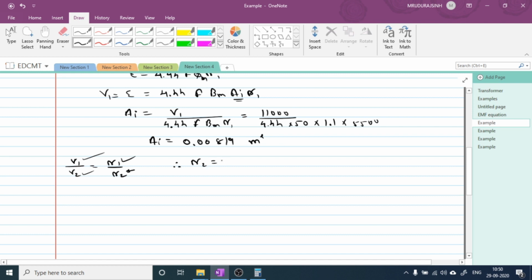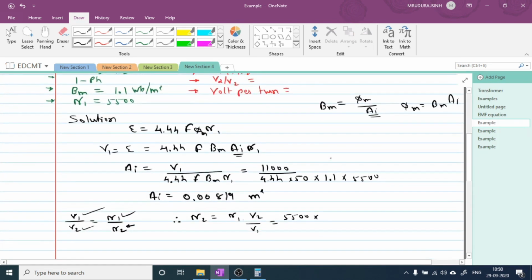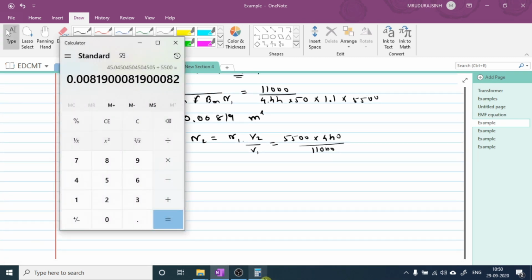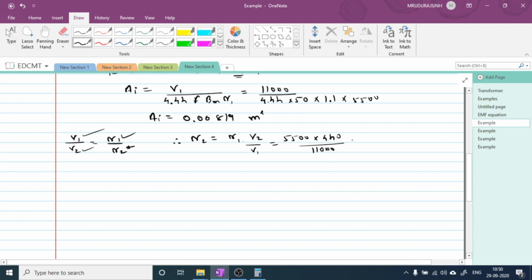N2 is equal to N1 multiplied by V2 by V1. N1 is 5500 multiplied by V2, 440 volts, divided by 11,000. Now if we calculate this, 5500 multiplied by 440 volts divided by 11,000 gives us 220. So the number of secondary turns will be 220.